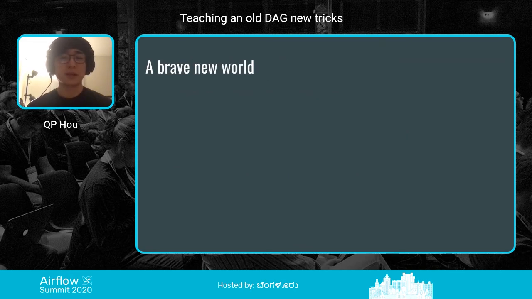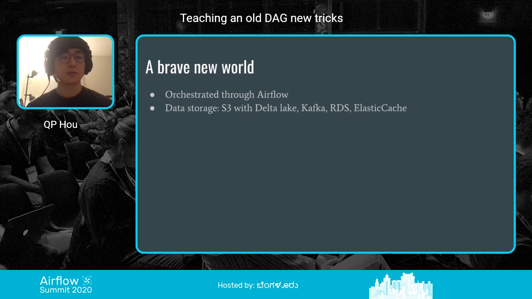For the new design in AWS, we want to step back and rethink a lot of those technologies and try to simplify the design as much as possible. Obviously, we're going to use Airflow to orchestrate everything. For data storage, we're actually moving from HDFS to S3 with Delta Lake.